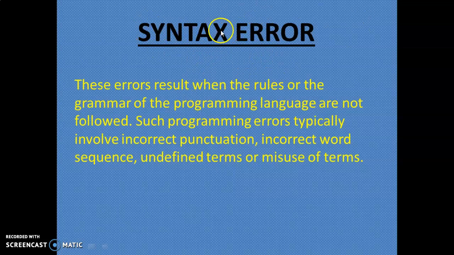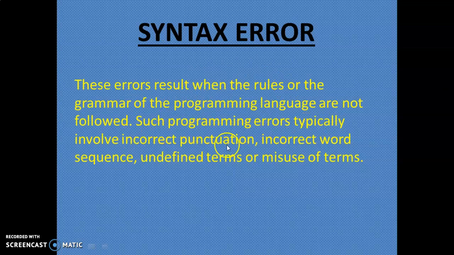and this type of error in computer is called syntax error. So once we go through the definition properly, these errors result when the rules or the grammar of the programming language are not followed. There are some rules to write down programs. Suppose if you forget to give semicolon at the end of line, then this is one of the syntax errors. Or you forget to give closing bracket, then it is one of the syntax errors. So any grammatical rules you do not follow, that is syntax error.